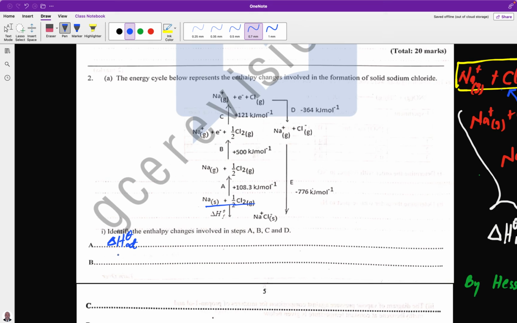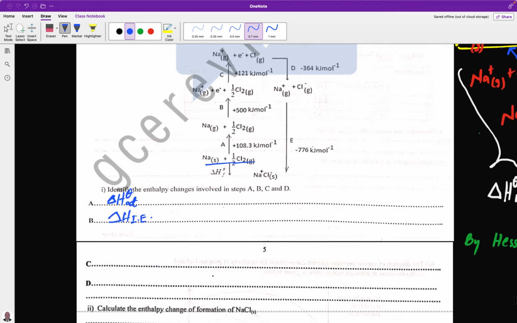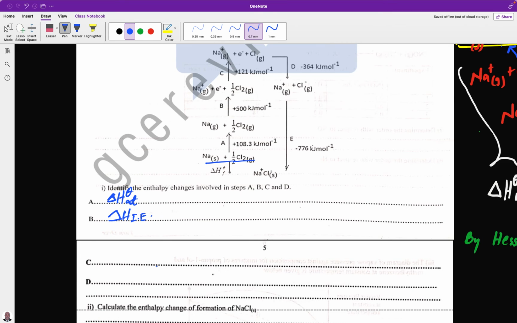That is B. B is the first ionization energy. And C is atomization. The enthalpy change of atomization of chlorine. That is C, the enthalpy change of atomization of chlorine.